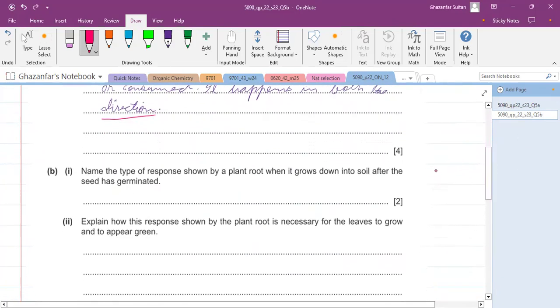Now the next point is: name the type of the response shown by a plant root when it grows down into soil after the seed has germinated. We know that seed has a radicle, and this radicle grows downward, and downward growth means positive gravitropism. So this process is positive gravitropism.